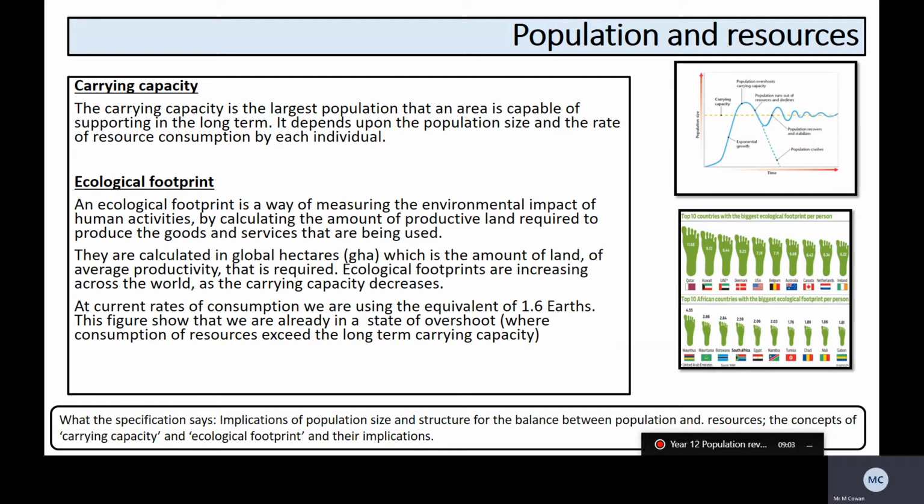We do know that with globalization, of course, we bring things in from different countries, different parts of the world in terms of food products, but also in terms of the other things and resources that we consume. And we do know that at current rates of consumption, we're using the equivalent of 1.6 Earths. So we're already in a state of overshoot because the consumption of resources is exceeding the Earth's long-term carrying capacity.